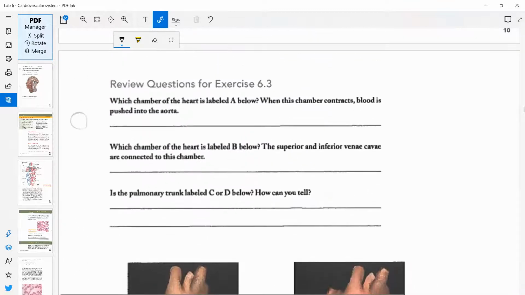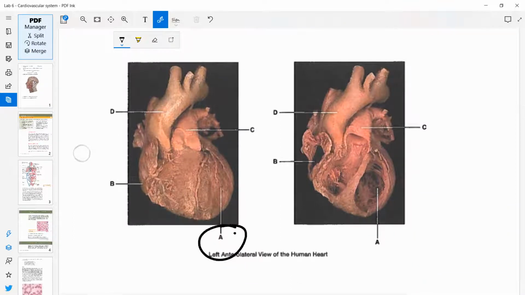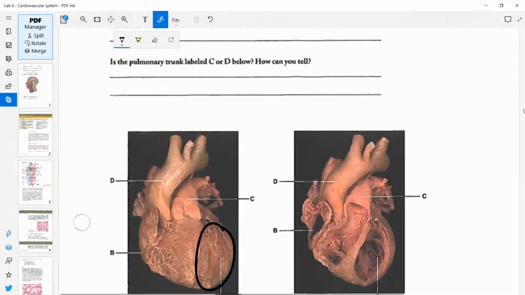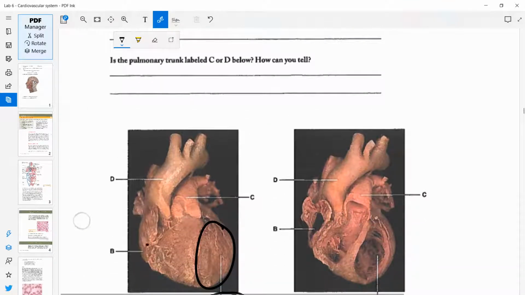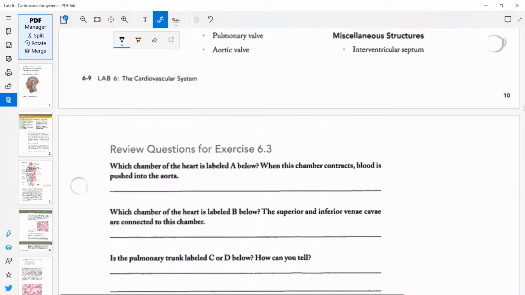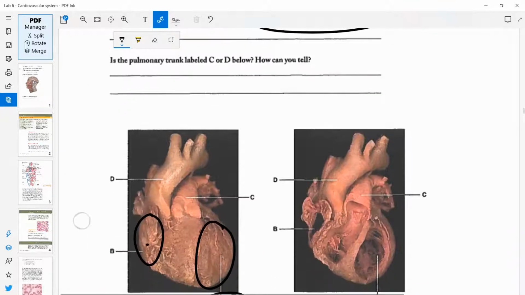So let's see the labels. Okay, the chamber of the heart that is labeled A. So this is A here, and this chamber is the left ventricle. B is the right atrium. Okay. Superior and inferior vena cava, kind of a dead giveaway. Pulmonary trunk, C or D? Well, the pulmonary trunk is C because it stems right here. C stems from the right ventricle.